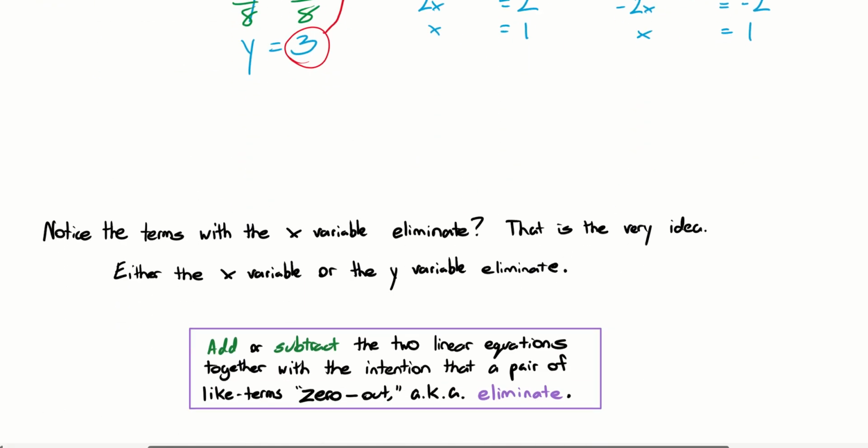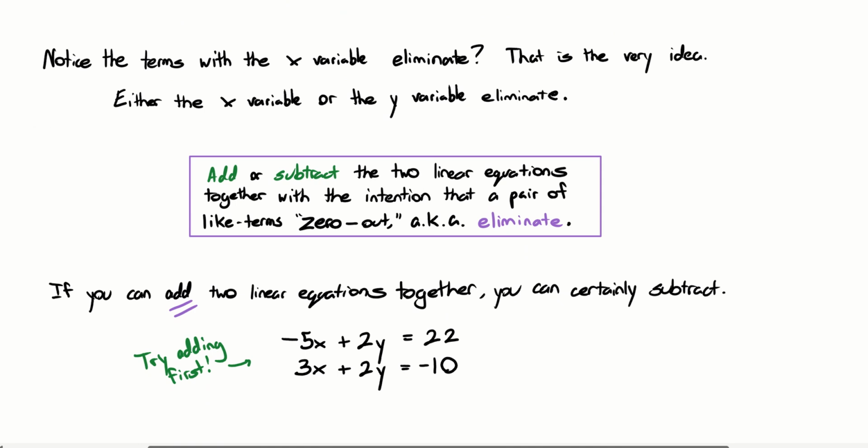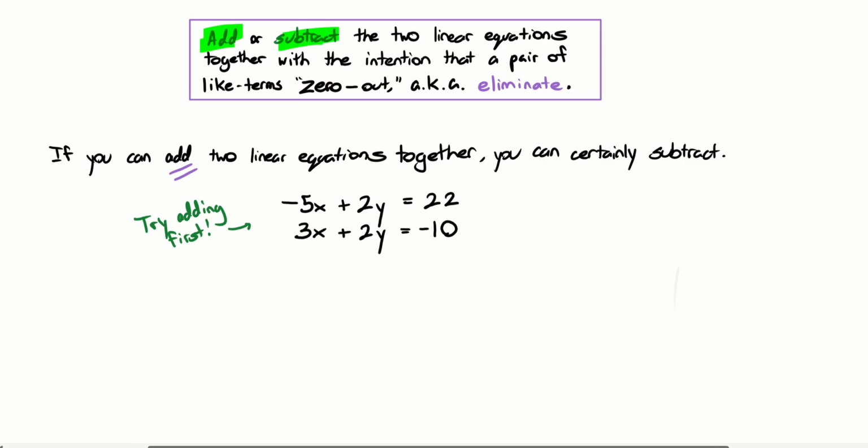Here we go, everyone. Note that the terms with the x variable eliminated, this is the very idea. Either the x variables or the y variables will completely eliminate if you choose wisely. What do I mean by choose? You're going to add or subtract. That's the idea. You're going to add or subtract the two linear equations together with the intention that a pair of like terms zero out, aka eliminate. And if you can add two linear equations together, you can certainly subtract.